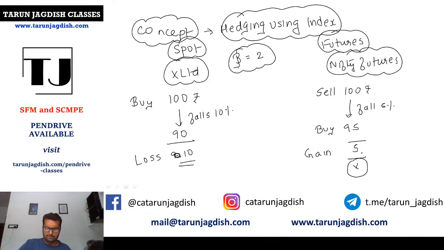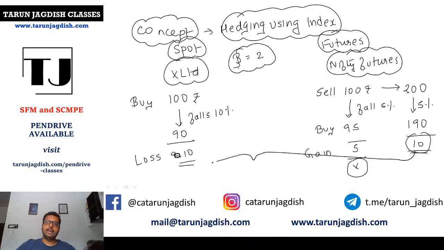This gain is not enough. I should be getting a gain of 10. Only then my gain or loss will become 0 and I will get a perfect hedge. So instead of selling for 100, I should sell for 200. If I sell for 200, a 5% fall will take it to 190 and my gain will be 10. Against this loss of 10, my net gain or loss will be 0. How I got this 200, I'll tell you on the next page. Can you please write down till here in your books now?